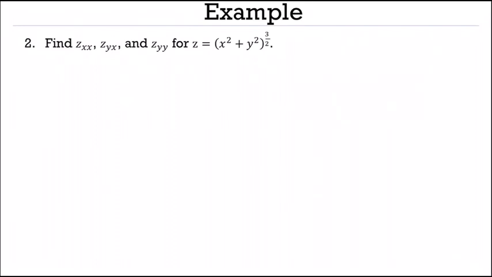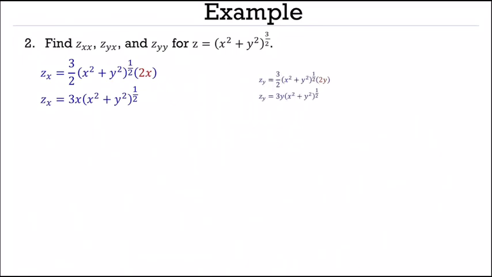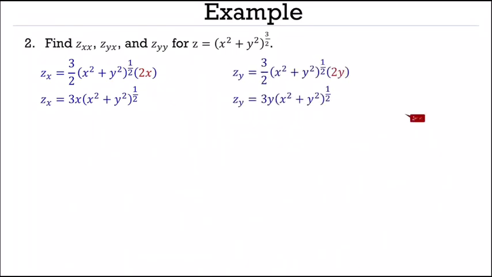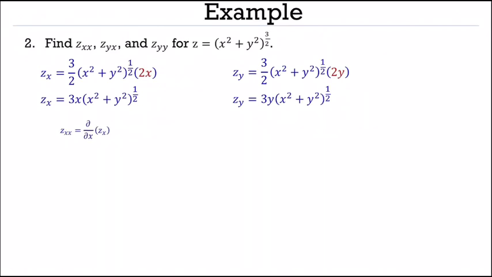For this question, we use the power rule to find the first order partial derivatives. The 2x comes from the derivative of x squared plus y squared with respect to x. For z sub y, the 2y comes from the partial derivative of x squared plus y squared with respect to y. For z sub double x, this means the partial derivative of z sub x with respect to x.